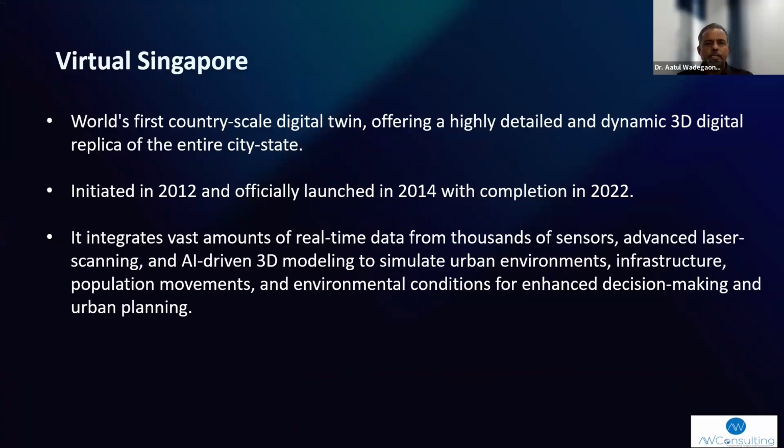So as I said, they have created a 3D replica of the entire city state. It was initiated in 2012, officially launched in 2014, and completed in 2022. It has integrated a vast amount of data from sensors, from the various mobiles the citizens have, advanced laser scanning, AI-driven 3D modeling to simulate urban environment, infrastructure, population movements. This is what I was talking about. Population movement was analyzed this year in the Ganesh Festival in Pune. Environment and conditions to enhance decision making.